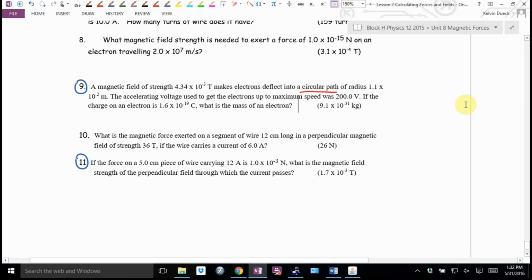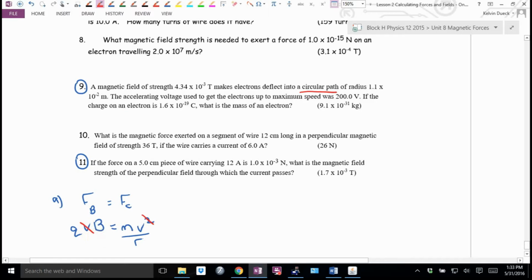Okay. This was a good combination kind of a question, number 9 here. Definitely circular path. So I started out in number 9 by saying, okay, magnetic force is what's pushing me in a circle. Hopefully that part you could get to. Magnetic force on a charge is QVB. That's going to equal mV squared over R.